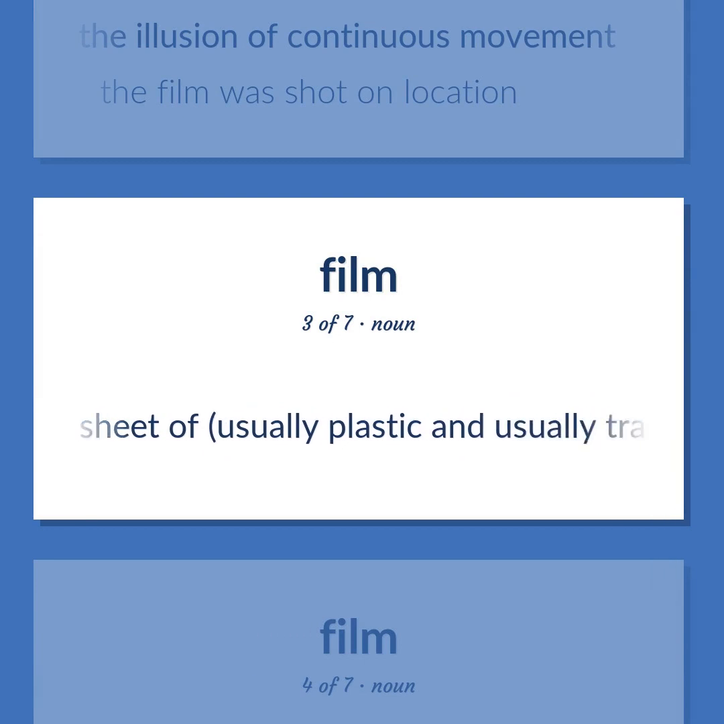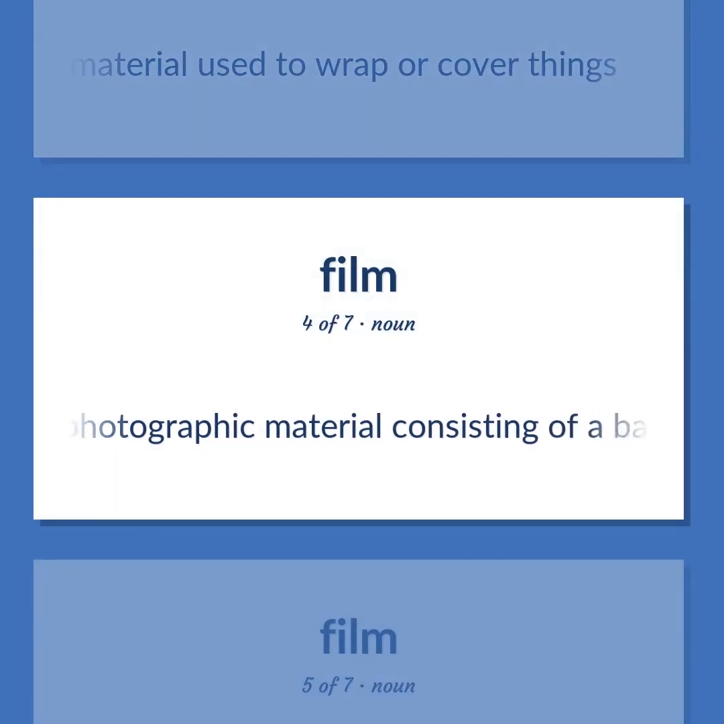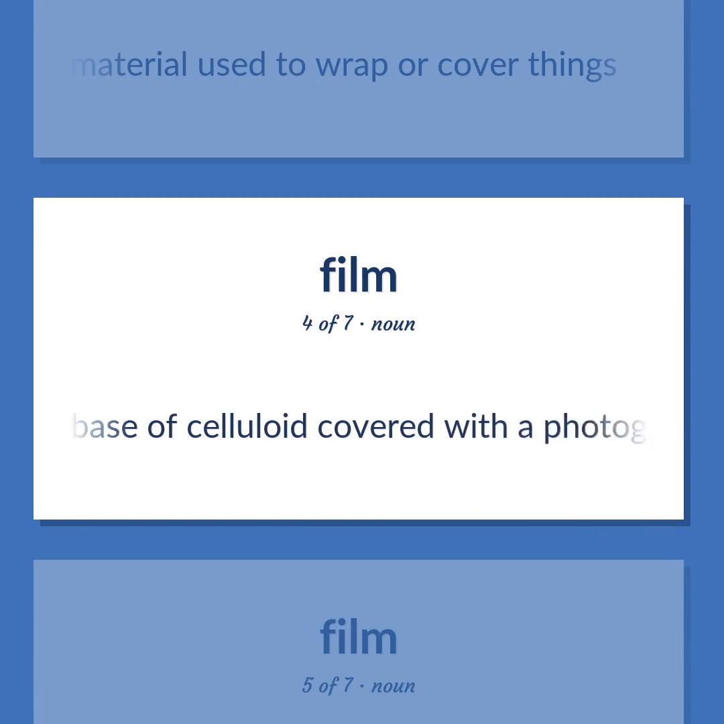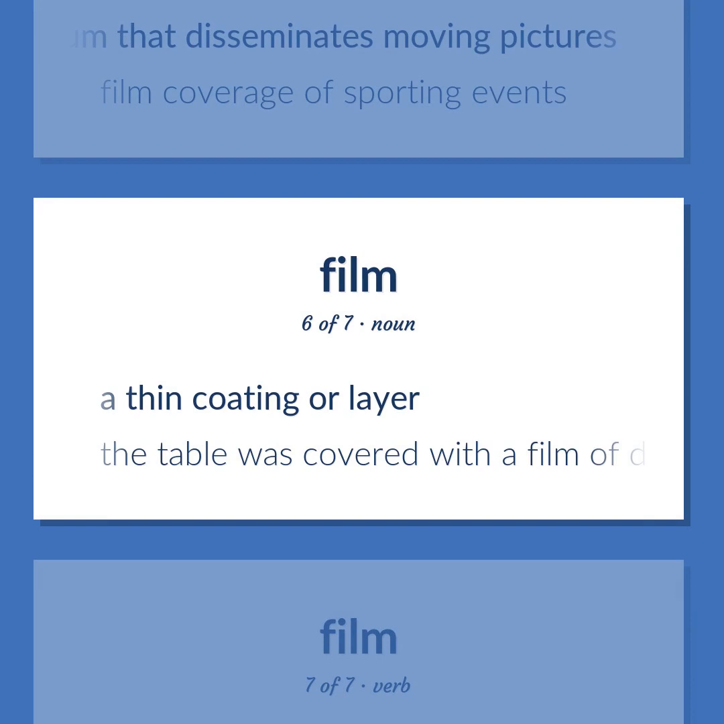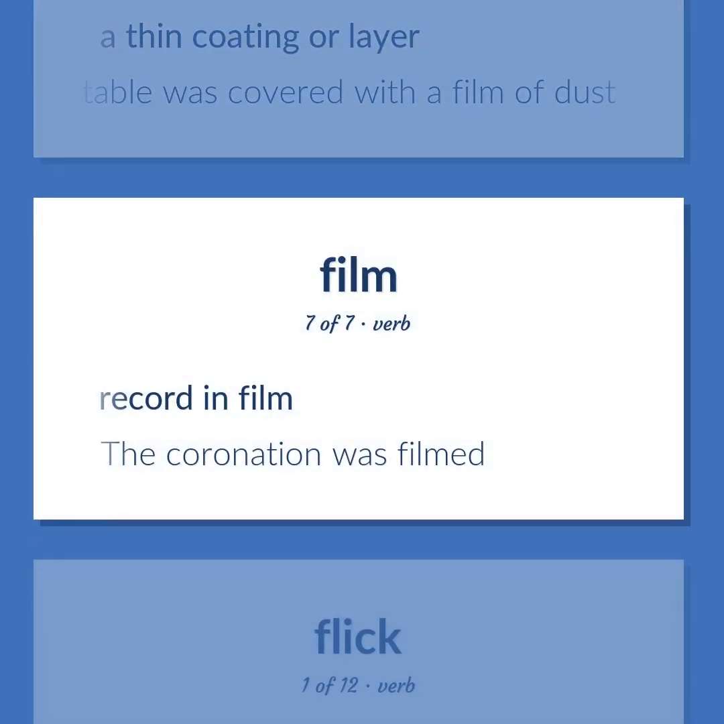A thin sheet of, usually plastic and usually transparent, material used to wrap or cover things. Photographic material consisting of a base of celluloid covered with a photographic emulsion, used to make negatives or transparencies. A medium that disseminates moving pictures. Film coverage of sporting events. A thin coating or layer. The table was covered with a film of dust. Record in film. The coronation was filmed.